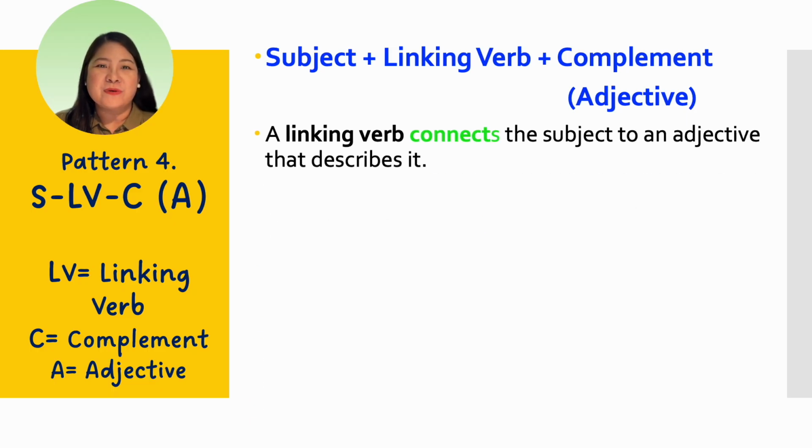A linking verb connects. It merely connects. It does not express an action. A linking verb connects the subject to an adjective that describes it. So the adjective describes the subject. Okay? Adjective describes this one.